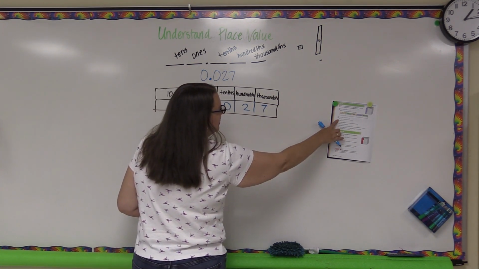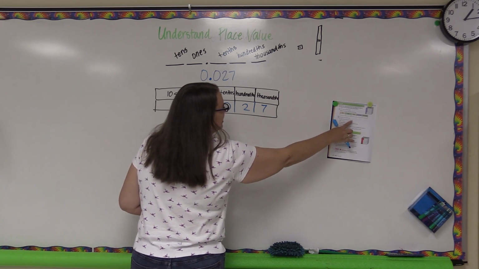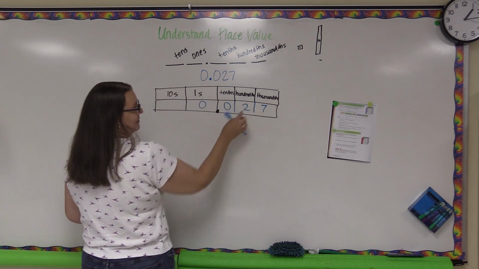Okay, let's follow along with number 2. The digit in the thousandths place is 7.